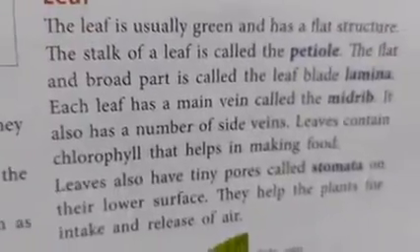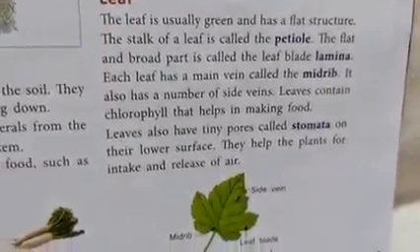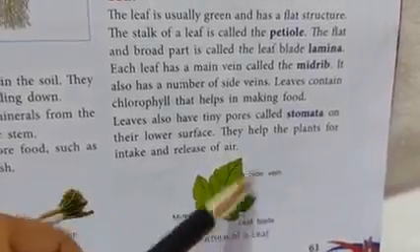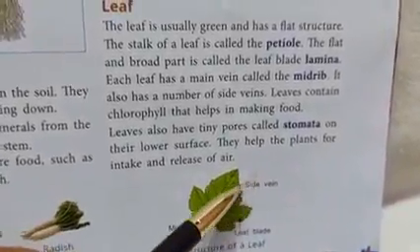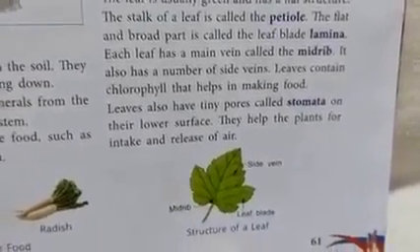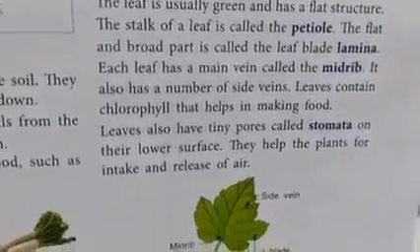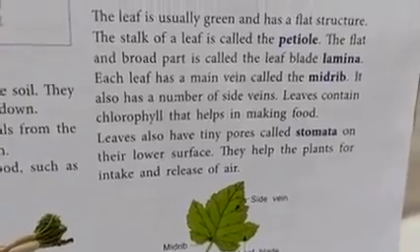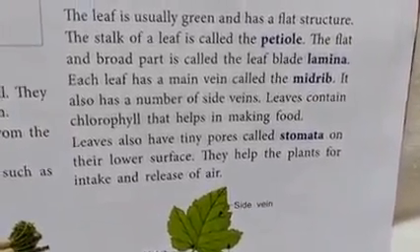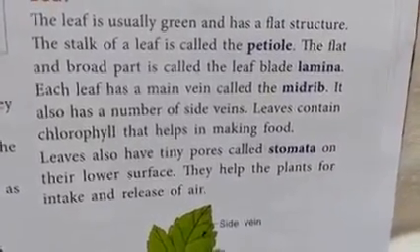Now leaf, it is usually green in color and has a flat structure. See here, you can see a leaf. This one is the leaf plate. This is the side vein and this is the midrib. This is the structure of a leaf. The stalk of a leaf is called petiole. The flat and broad part is called the lamina. Each leaf has a main vein called the midrib. It also has a number of side veins.